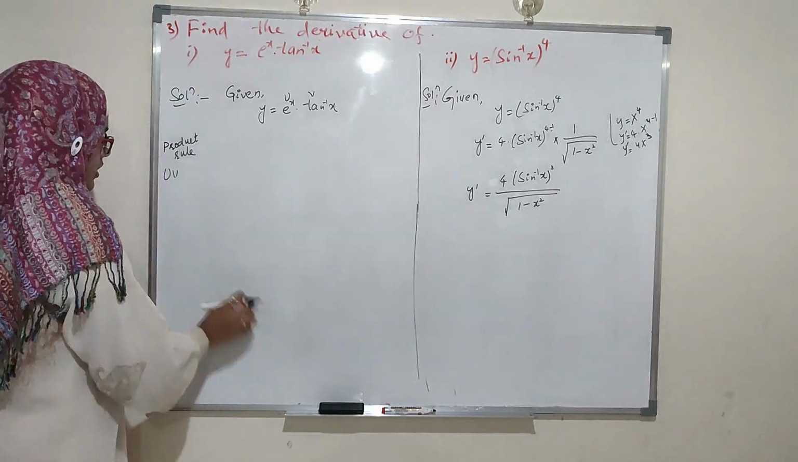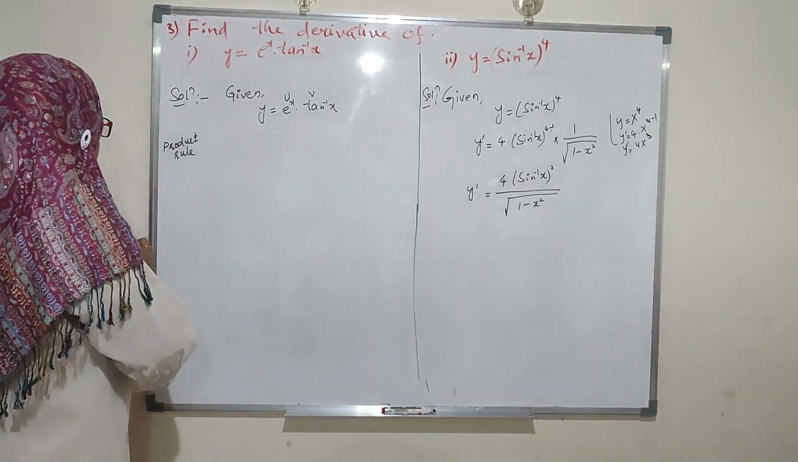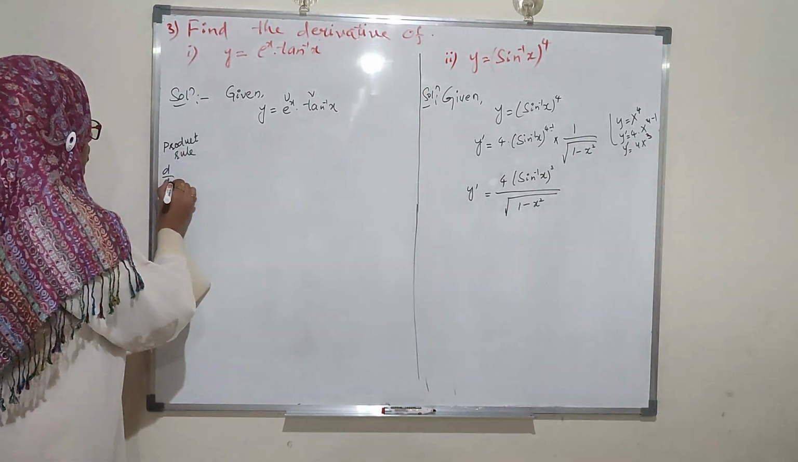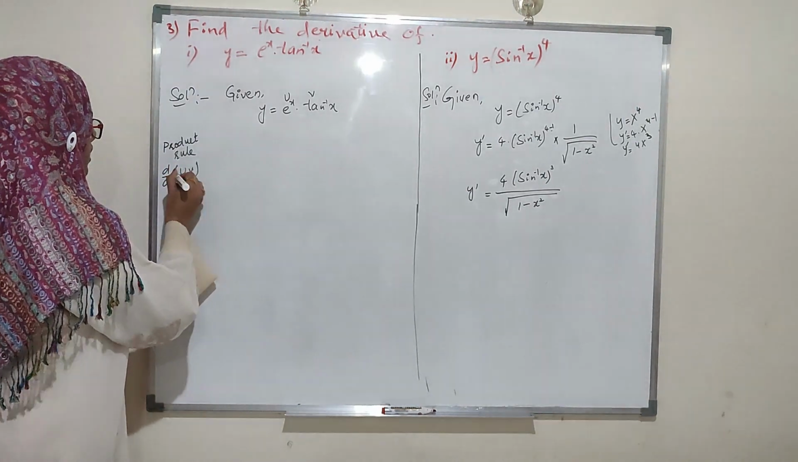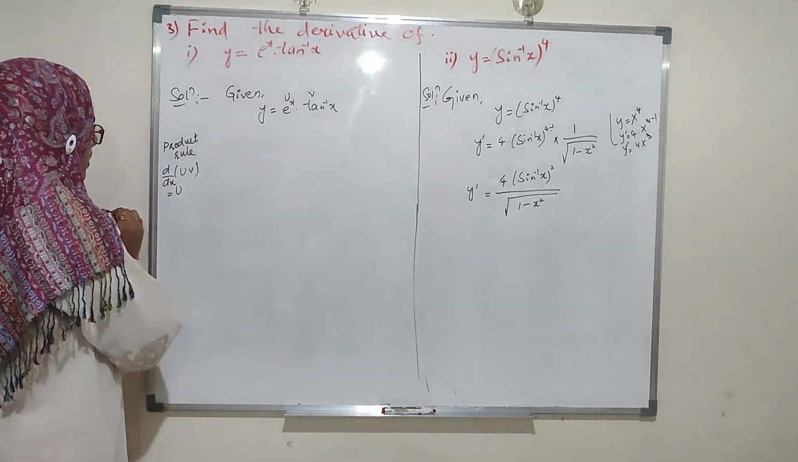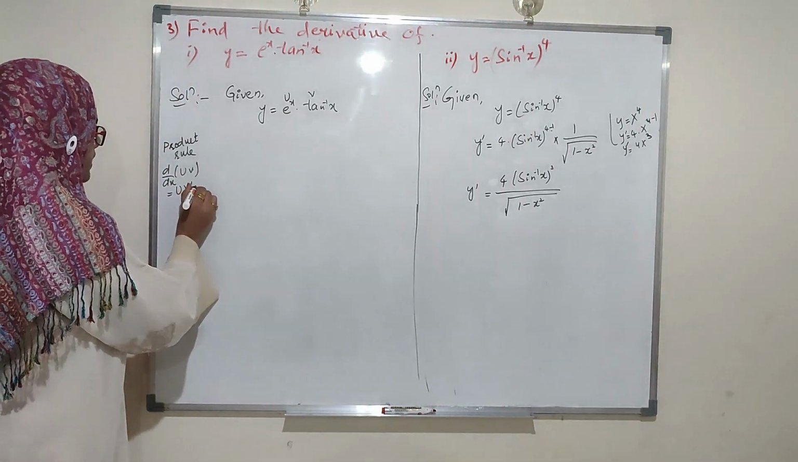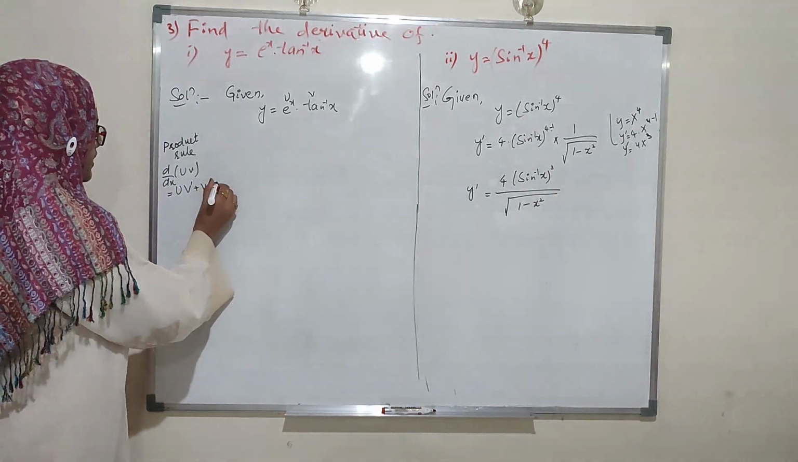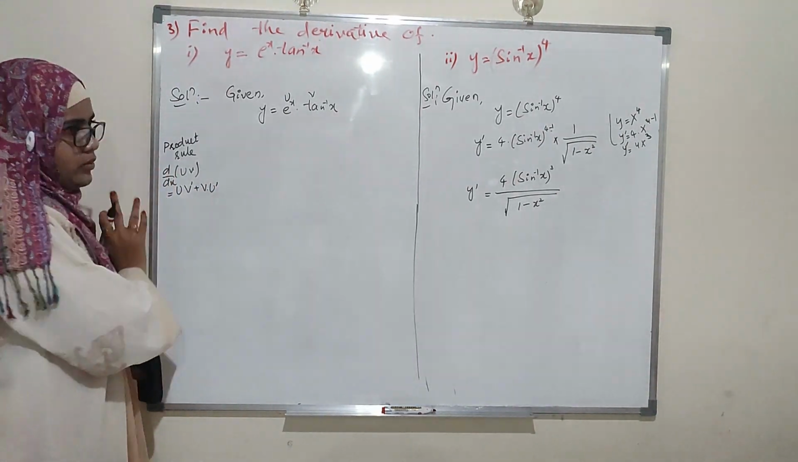Suppose we are having two functions u and v. The differentiation of u and v is equal to first term keep as it is, differentiation of second, plus second term keep as it is, differentiation of first. It is the product rule.